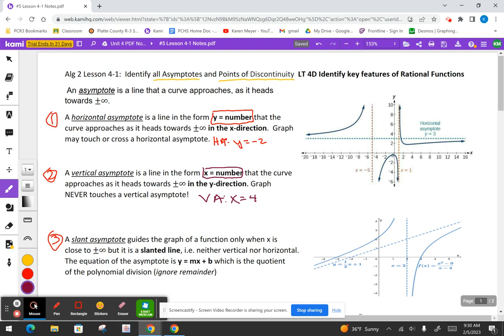A slant is going to be a diagonal line. So as you see here in the second picture, a diagonal line going across. Diagonal lines will always look like y equals mx plus b. And then it says some more here, but we'll get to that later at the bottom part. But those are the three types. And the other thing you need to know is that you will never have a horizontal and a slant at the same time. It's either one or the other.